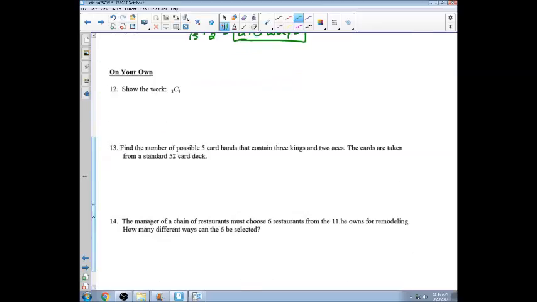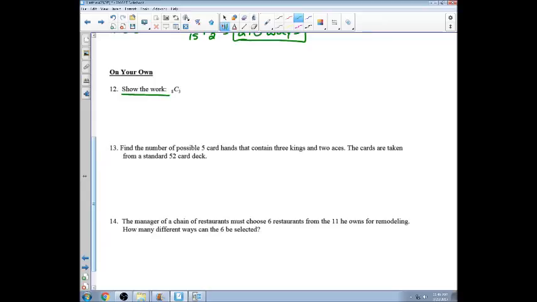Okay? Now this says on your own. What we'll do is we will go over this when you come into class tomorrow. But what I want to show you is it says show your work. This is the situation where you cannot use your calculator. You must write it out like we did on the front, examples 1, 2, and 3. Then you have a couple of story problems.